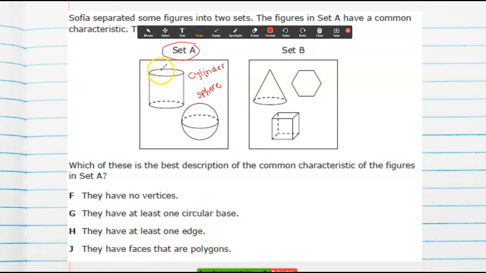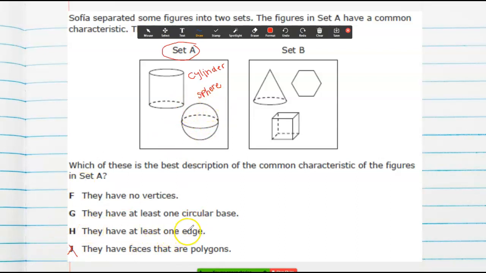So if we think about these, a cylinder has two faces. They have a face up here. Remember, a face is a flat surface. And they have a face down here. Now those faces are circles. Now we know that a circle is not a polygon because it does not have straight sides. And a sphere doesn't have any faces. So we can get rid of J.